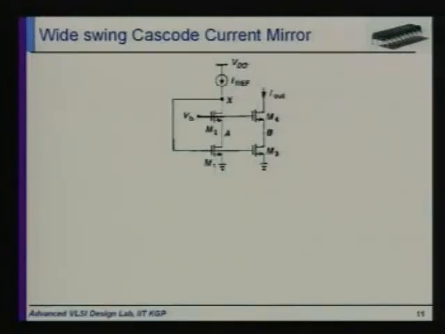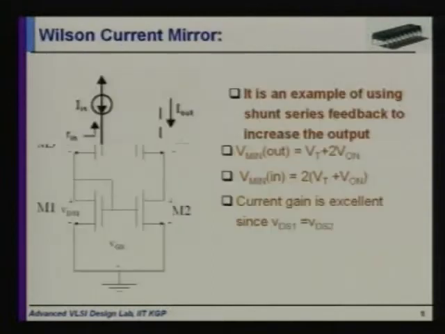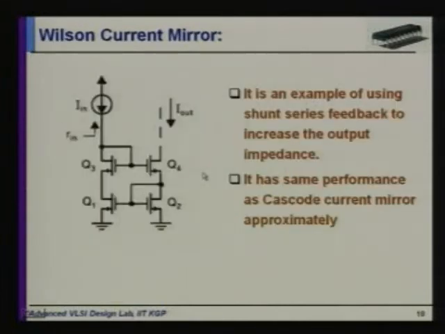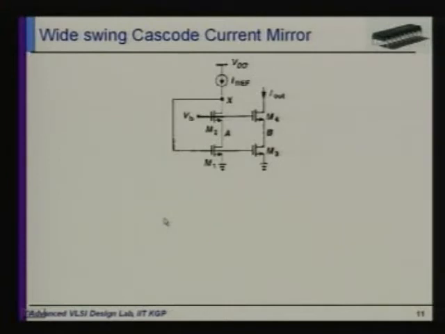Now the main thing is, we need not only the accuracy but also the output voltage swing, because we have seen that in the cascode current source, whenever we improve the accuracy, we have to sacrifice the minimum output voltage. In the Wilson current mirror it is the same: the minimum output voltage is 2 VOB plus VT, and the accuracy is high, same as the cascode current source. But we need both simultaneously, accuracy and a very high output voltage swing. So we need this type of wide swing cascode current mirror.